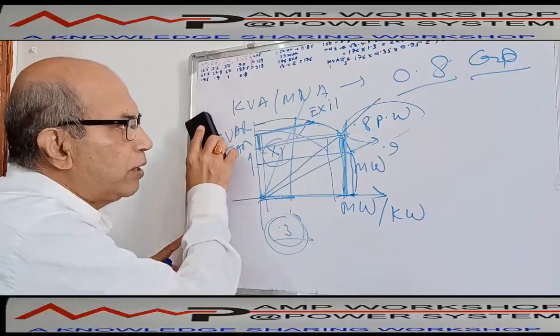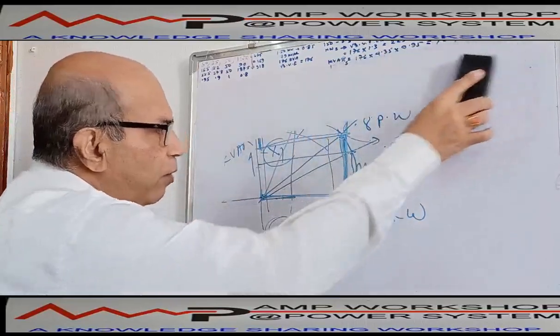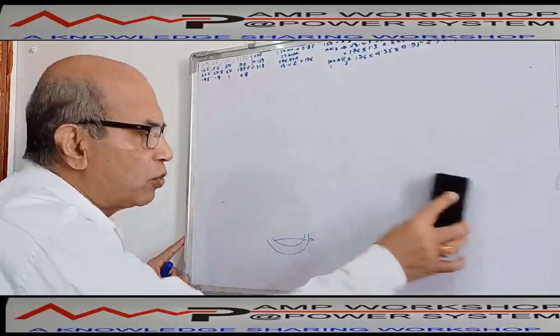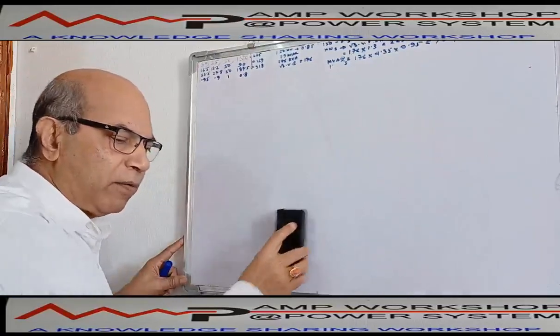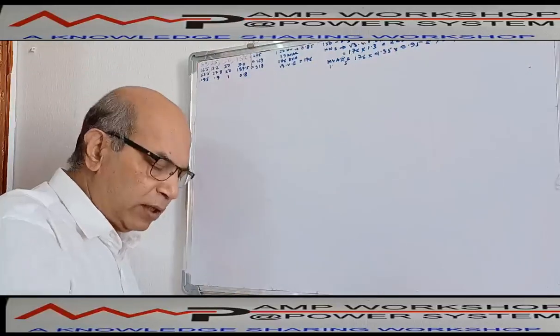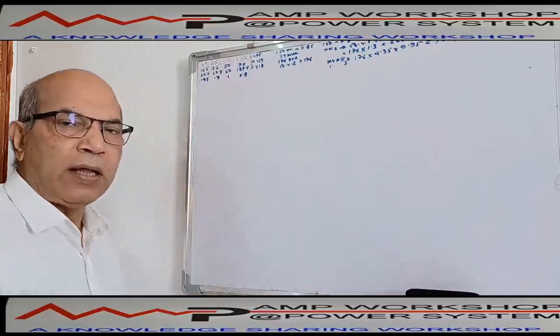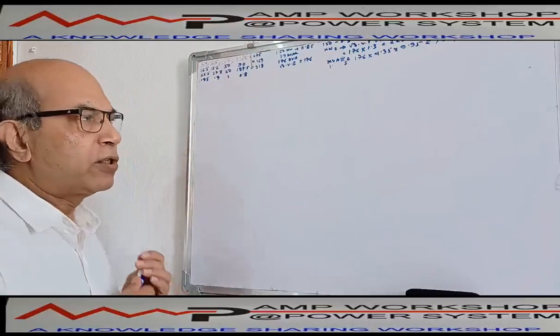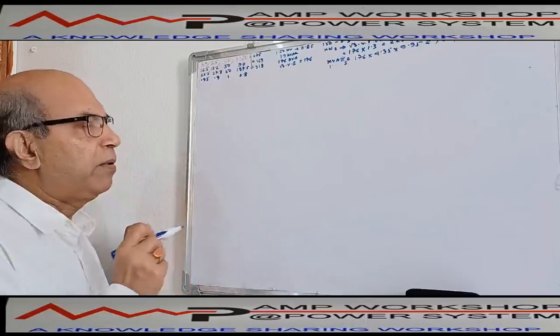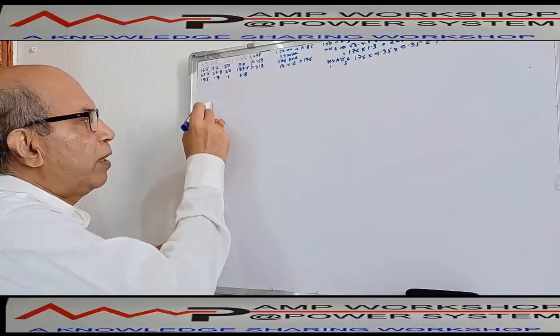Now to go into the generator sizing, what is the first point? We have to identify the loads first: what are the loads, what is the type of load, and what is the power factor of each load. All these things we have to calculate first. And then once you calculate the various loads, I am giving one typical example.